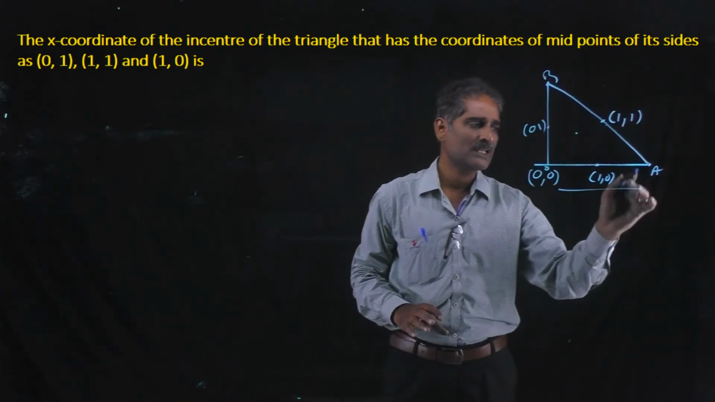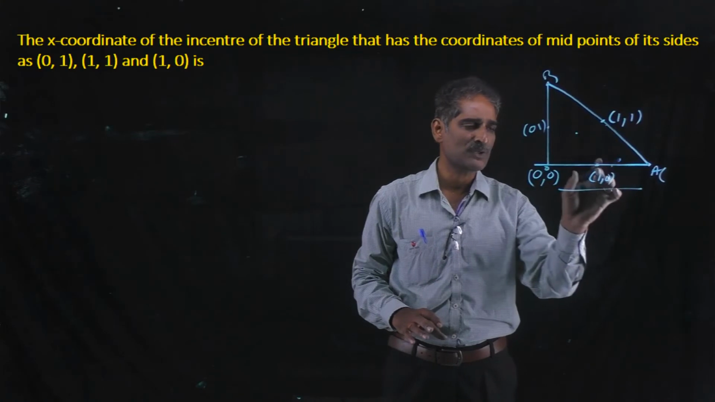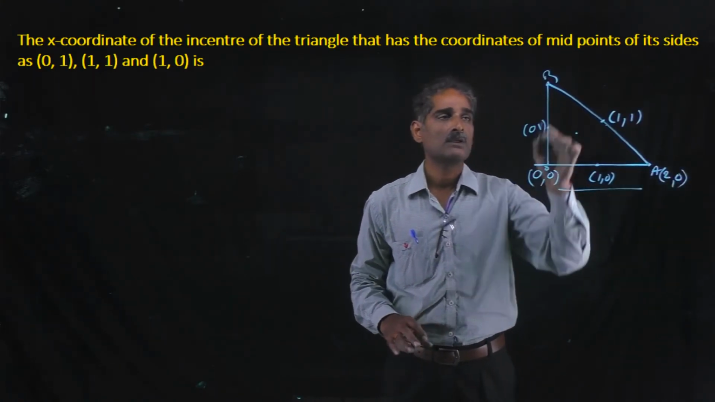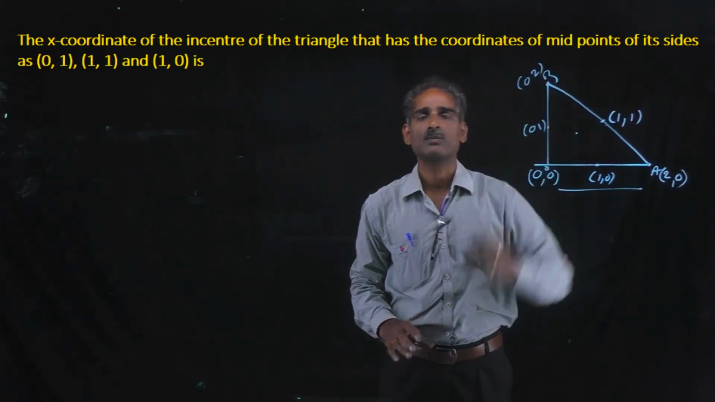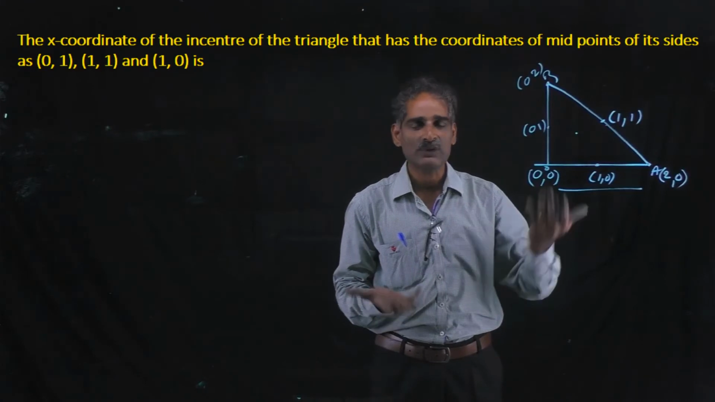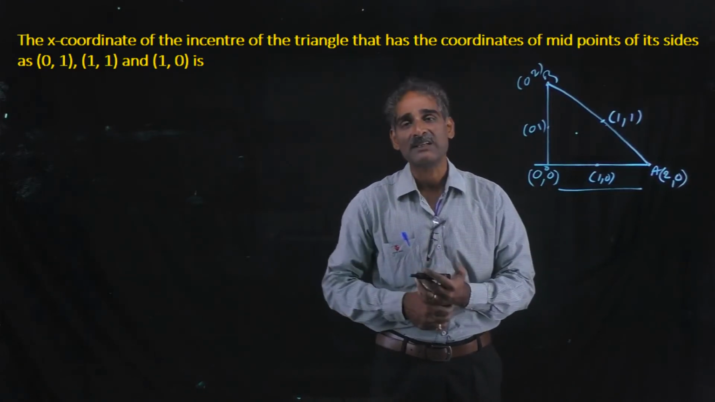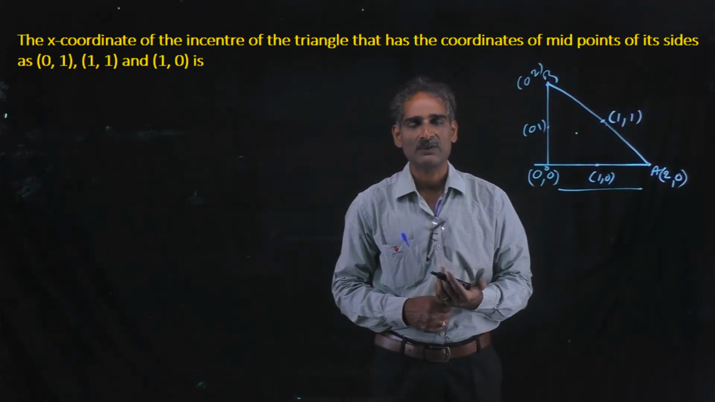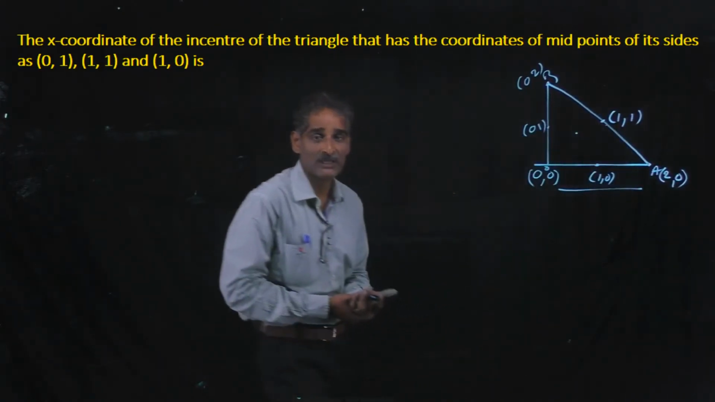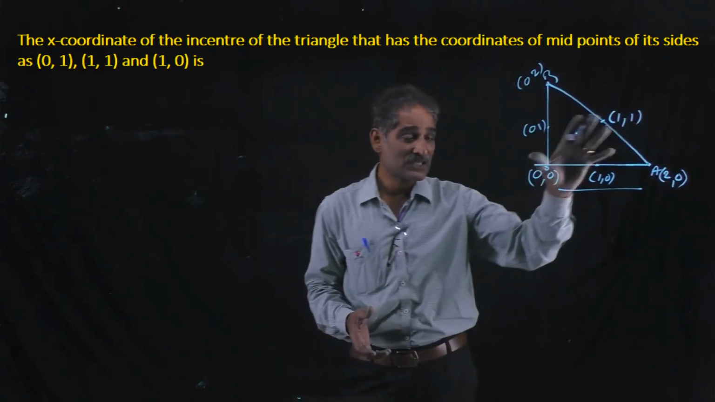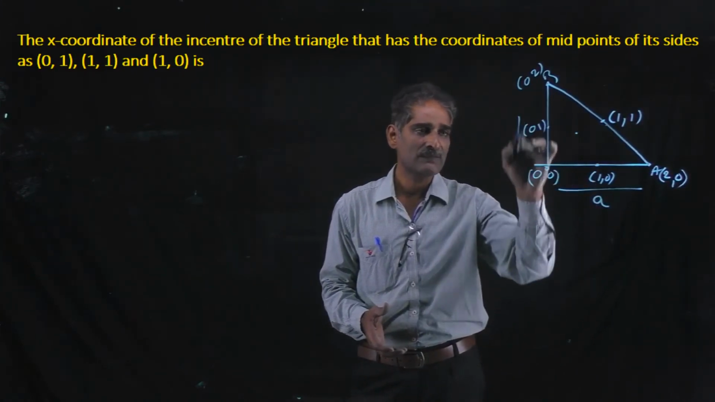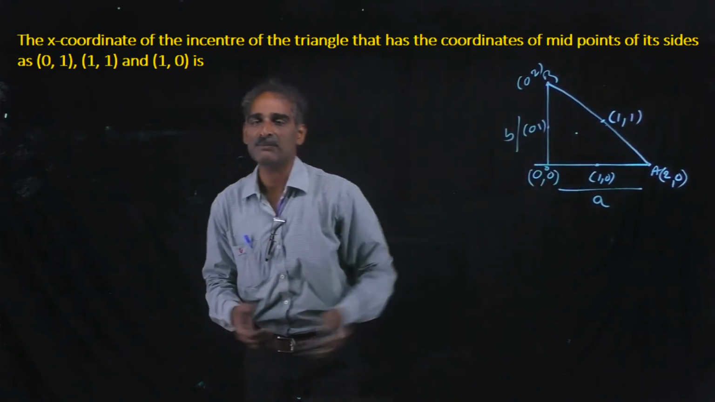So here, the coordinates of this point, this is the midpoint (1, 1), so (2, 0) and this is (0, 2). Now we can write the lengths of these sides. If you have vertices and lengths of the sides, we can find the incenter by using the formula. Otherwise, for this type of triangle, let us take this length equal to A, and this equal to B.